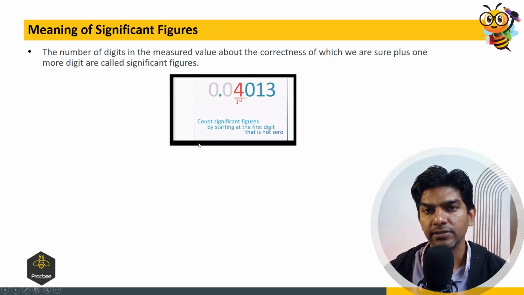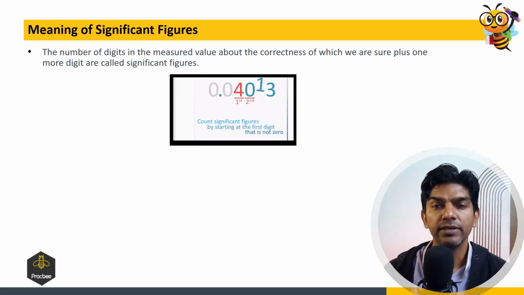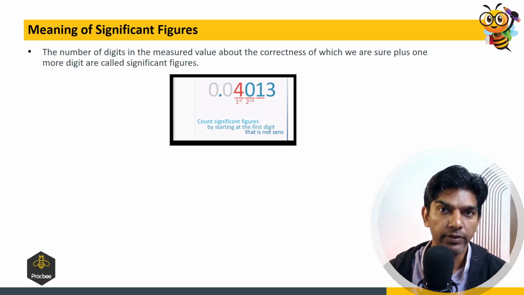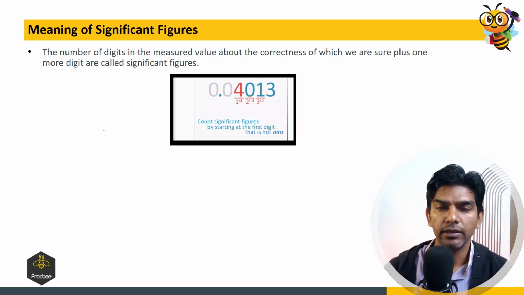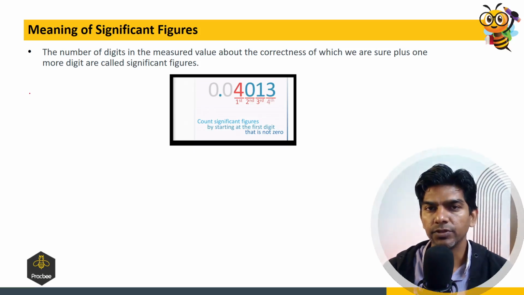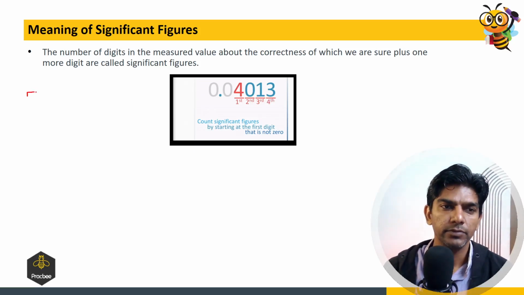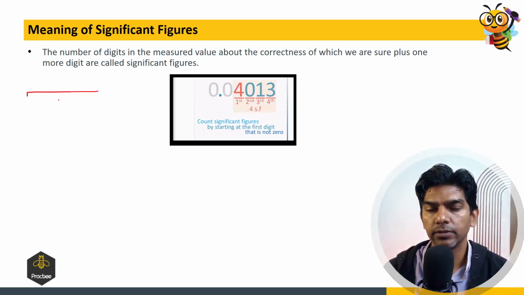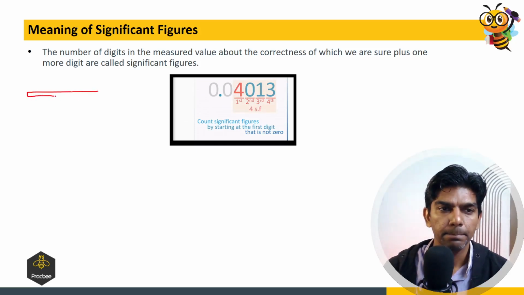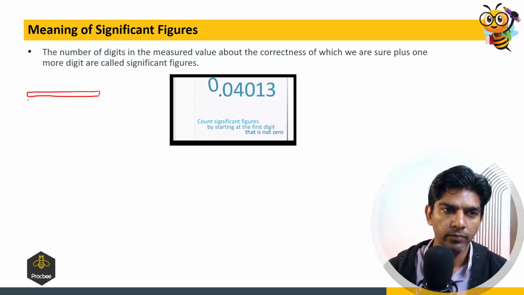Now let us see the next concept, which is significant figures. So here let us understand what is significant figures. Suppose we want to measure the length of a specimen. Suppose this is the specimen, and we are measuring the length by using a scale, right? And these are the markings.